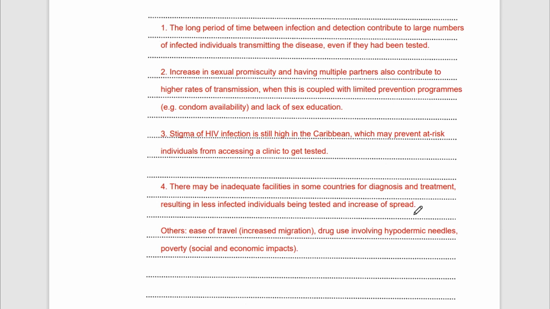Other things I could put here are ease of travel and a lot of migration between areas. If you have a country with a lot of HIV infected individuals and they come to the next country, they could easily spread it, especially through sex tourism and things like that. Also drug use involving hypodermic needles, if they're sharing needles, and poverty, which basically means you don't have the means to access condoms and things like that. So any three of these, once you properly explain them, you should be good.